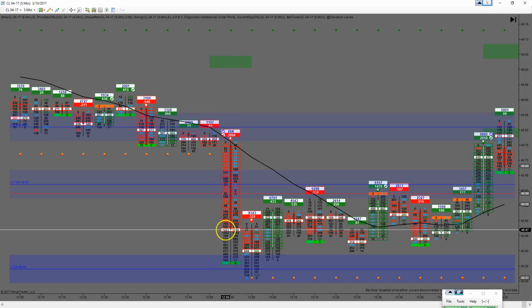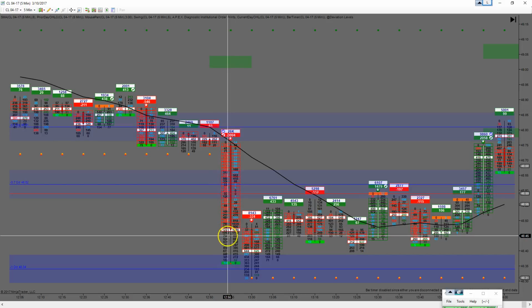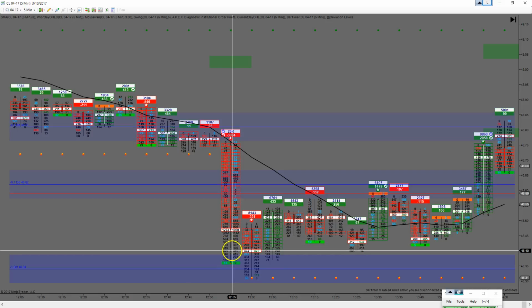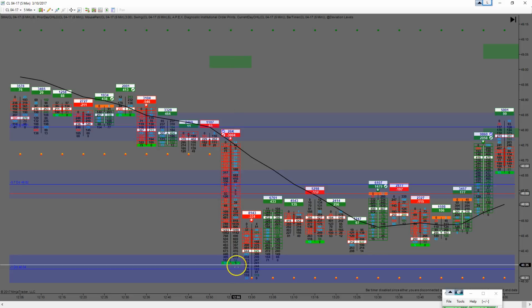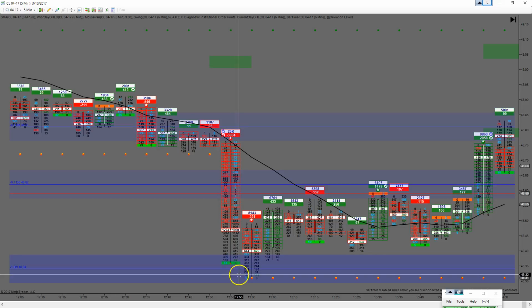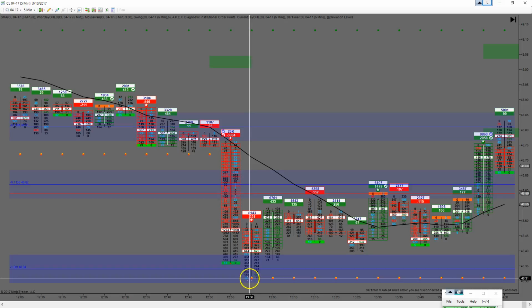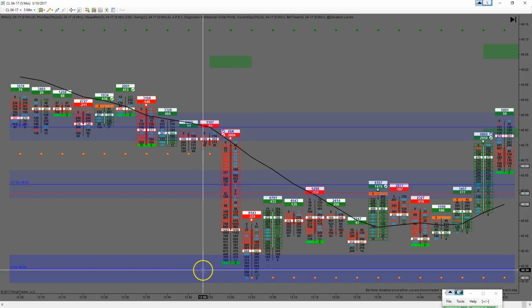Big cluster here, countdown. 1, 2, 3, 4, 5, 6, 7, 8, 9. 38 would have been the initial area to watch. 10, 11, 12, 13, 14, 15, 16. Okay, this trade would have been very valid.